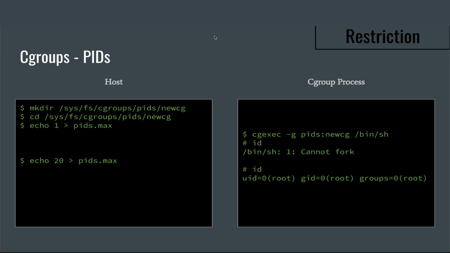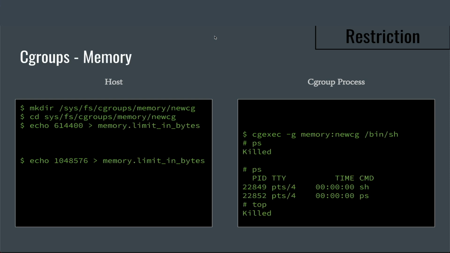And now we go back to our original terminal and we increase the number of maximum PIDs permitted to 20. And in our cgrouped shell, we can now see that further processes can be created, allowing us to execute commands.